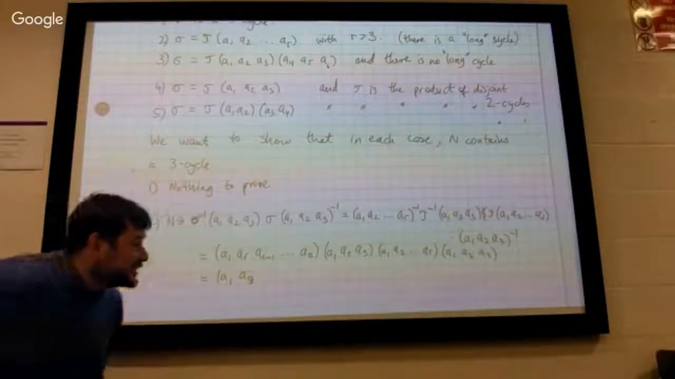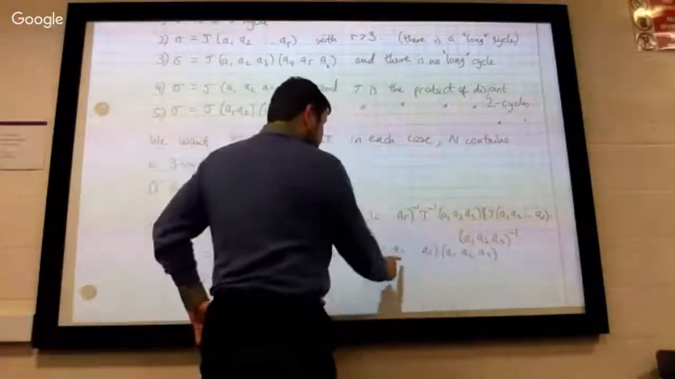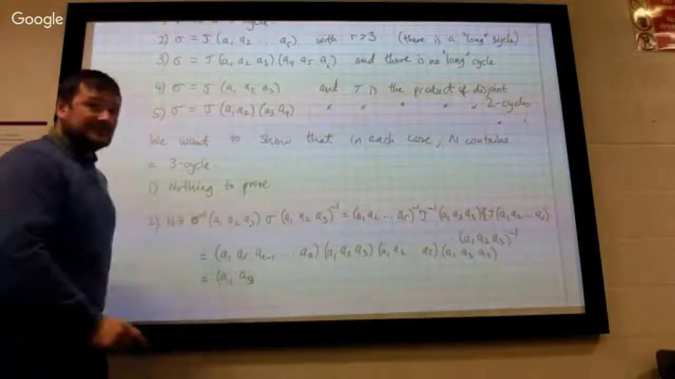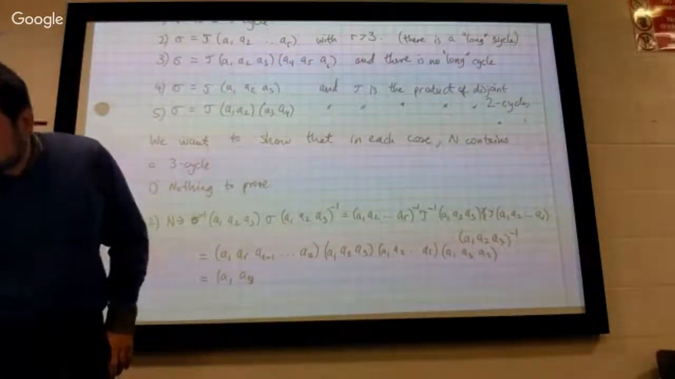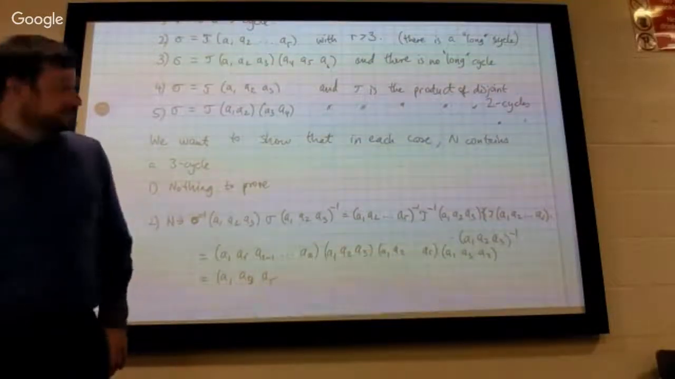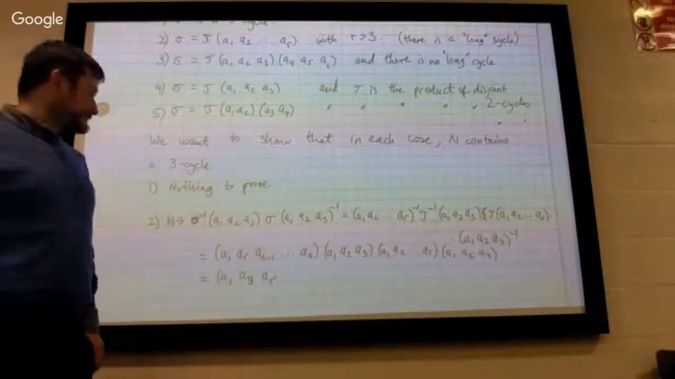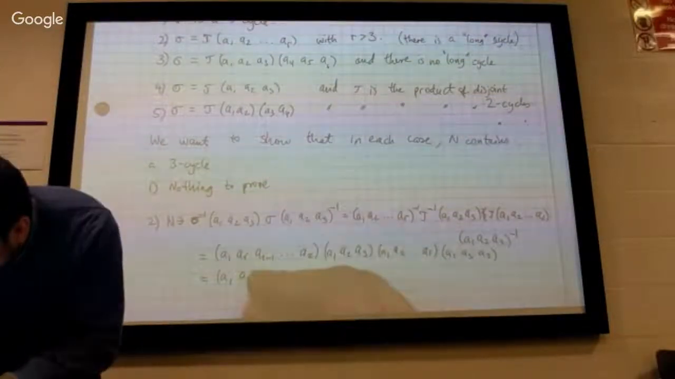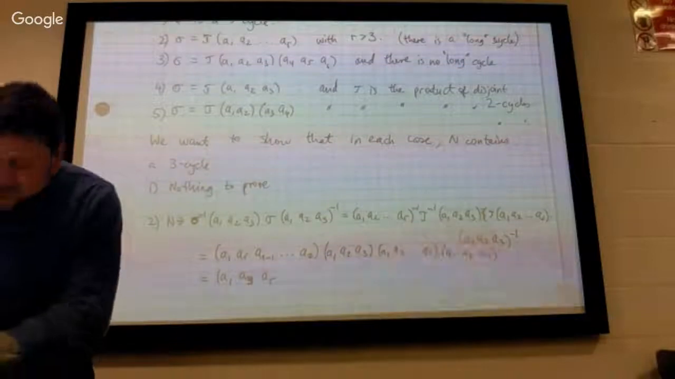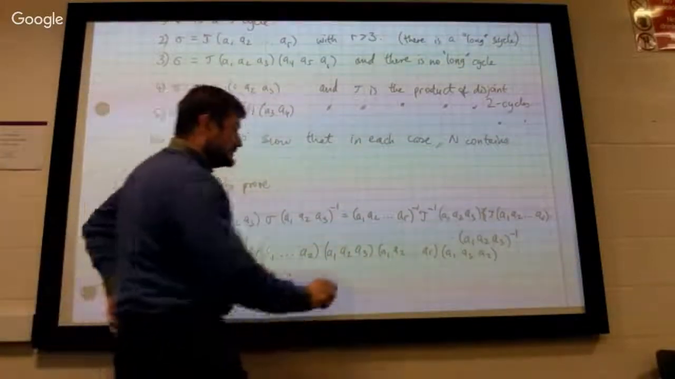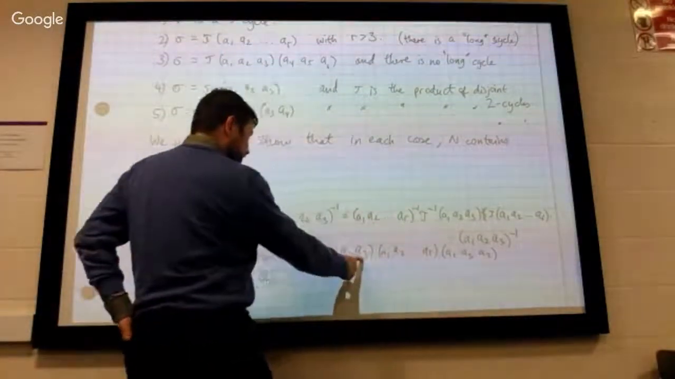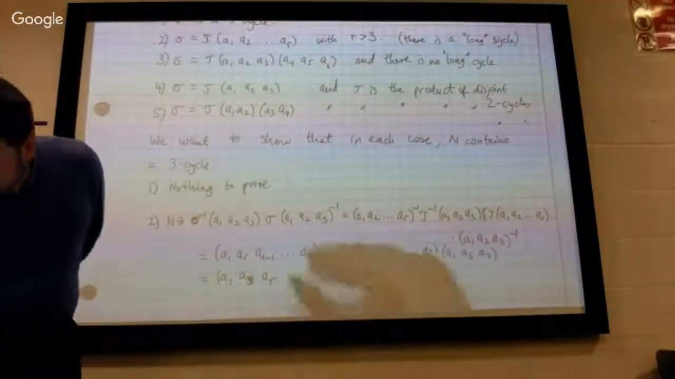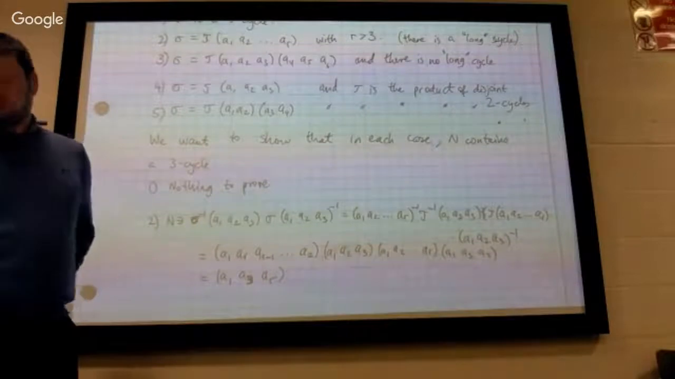Where does A3 go? A3 goes to A2, goes to A3, goes to A1, goes to AR. That's a 3, the second one. Sorry. It's okay. Where does AR go? AR goes to A1, goes to A2, goes to A1. Okay, so that's one cycle.